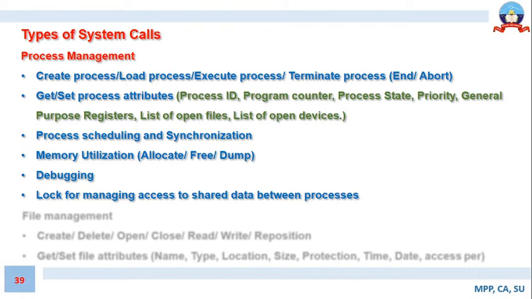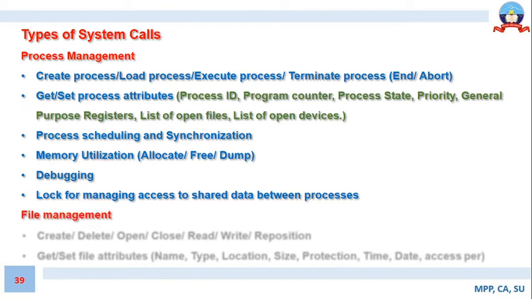So these are some of the important system calls that are associated with the process. Again I'll repeat it. We have system calls for creation, loading, execution, and termination of processes. We have system calls for fetching the process attributes and setting the process attributes, wherein the process attributes include process ID, program counter, process state, priority, general purpose registers, list of open files, list of open devices. Then we have system calls for process scheduling and synchronization. We have system calls for memory utilization that allot, free, and dump memory. And we have system calls for debugging. We have system calls for locking resources belonging to processes. And there are many more. So these are some of the prominent system calls associated with the process.